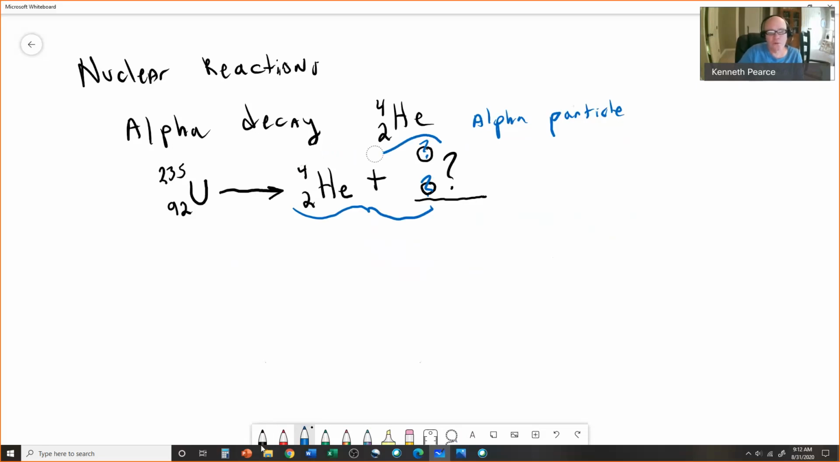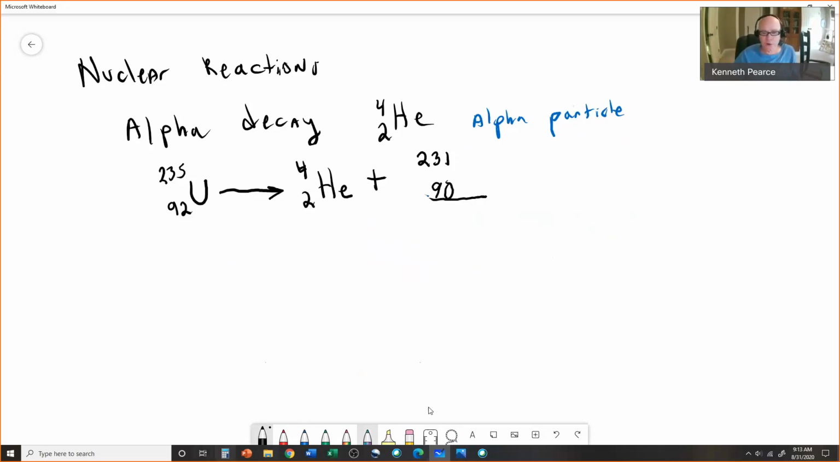Let's erase this and do the top first. We say 4 plus something gives me 235. So 4 plus what gives me 235? That would be 231. Now the tops, or the atomic mass numbers on the right-hand side, equal the atomic mass number on the left-hand side. We do the same thing for the bottom. We say what plus 2 gives me 92? We say 90.